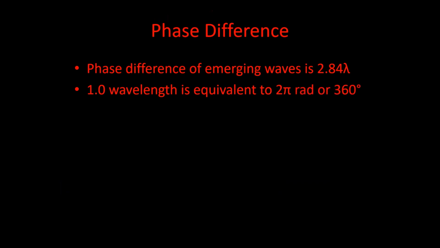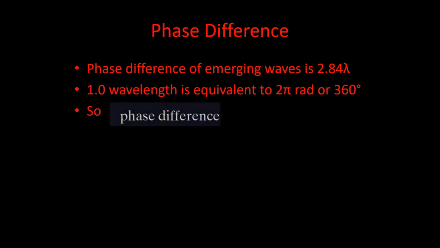So what does that actually mean? Well, the phase difference of our emerging waves is now 2.84 times lambda, the wavelength. Now remember, one wavelength is equivalent to 2 pi, or 360 degrees, one complete cycle of the wave. So our phase difference here, if we convert it, 2.84 lambda, will be 17.8 radians, or 1020 degrees. So 2.84 times 360, or 2.84 times 2 pi.